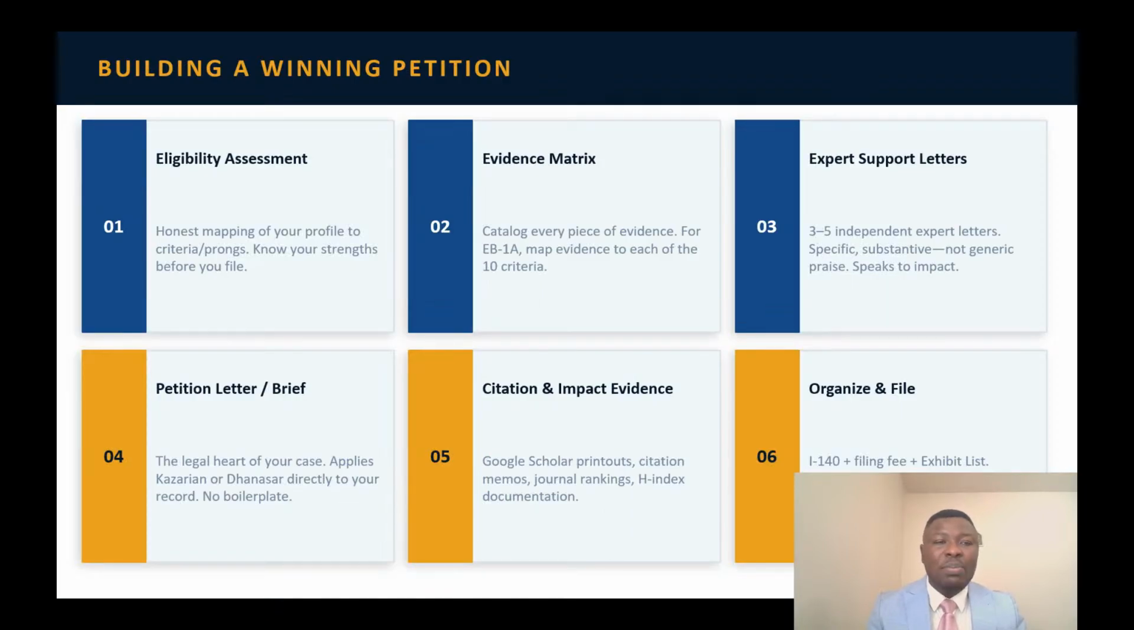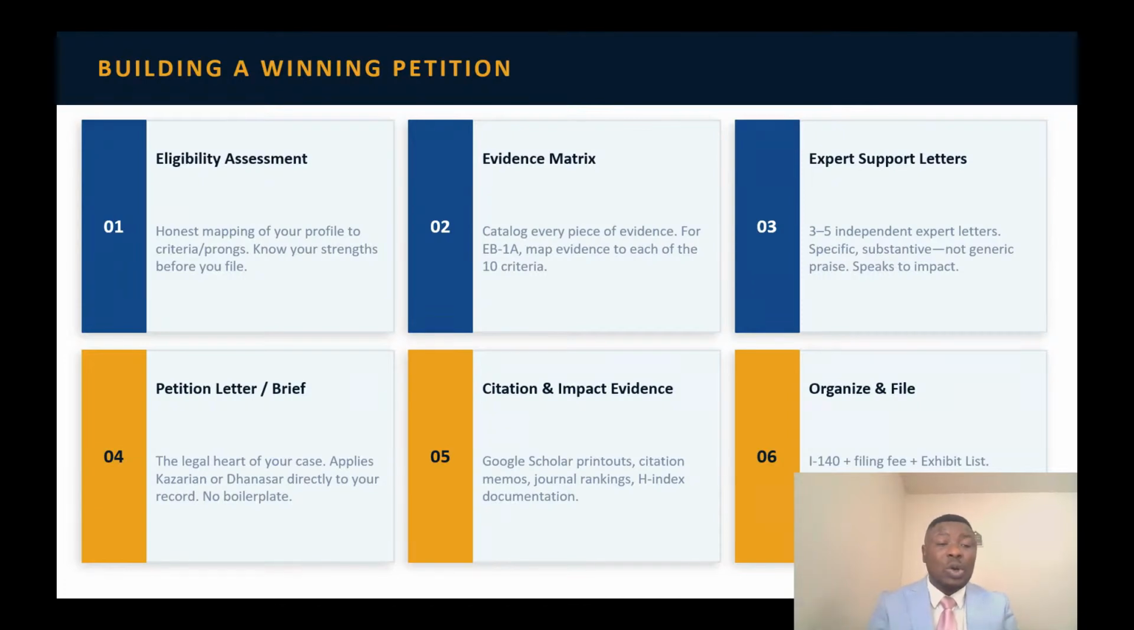Now, how do I build a winning EB1 or EB2 petition? The first step is to do an eligibility assessment, and we also do that for free. You can send us your profile and then we'll look at your profile and do an eligibility assessment.